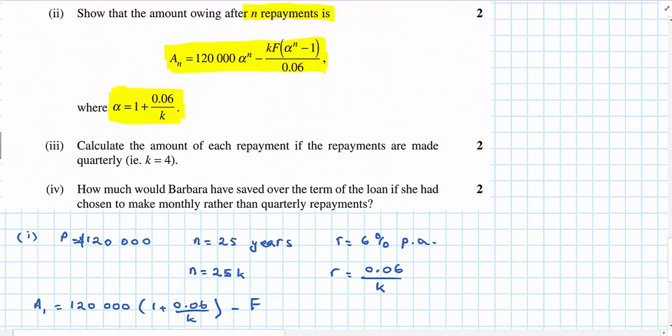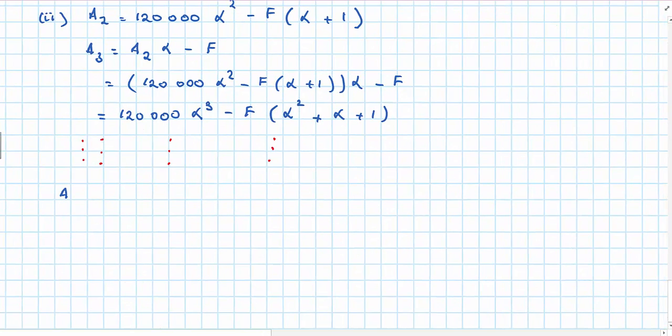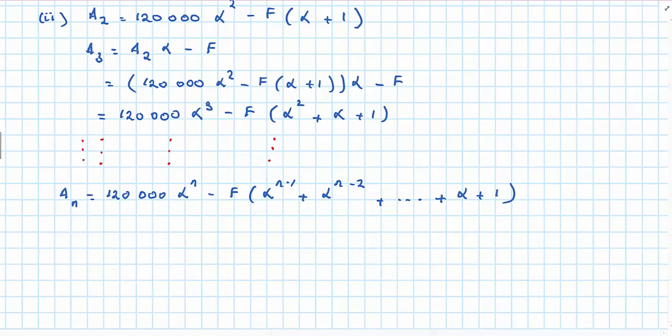So 25k, they've called it n, so let's do A_n is going to be 120,000 alpha to the n minus 1, n minus 2, and then as before we state this is a geometric series.